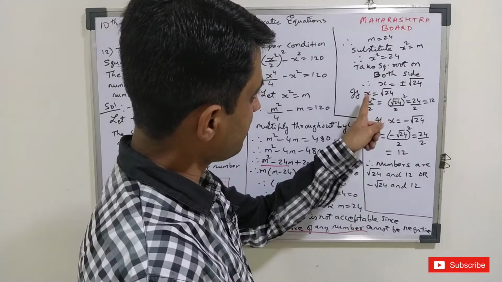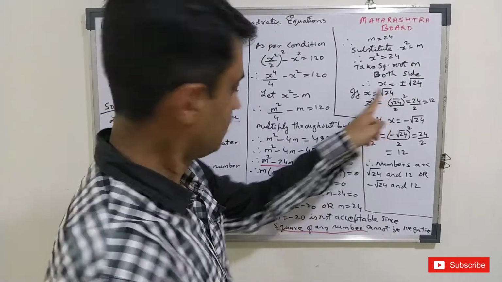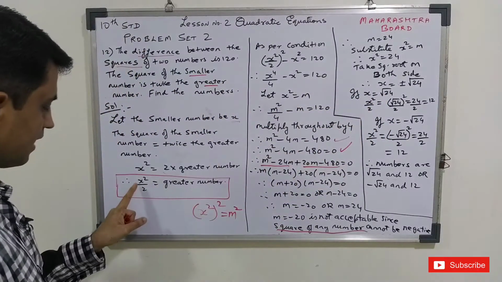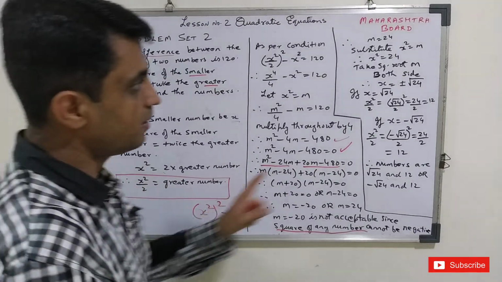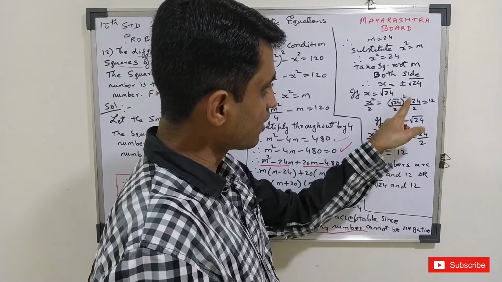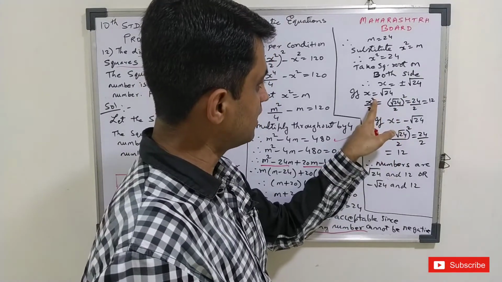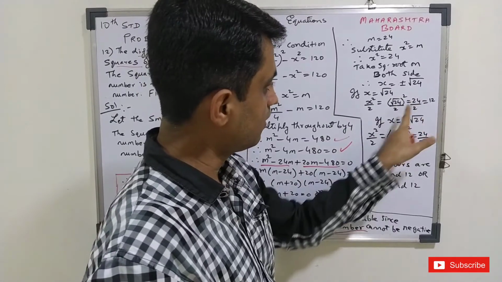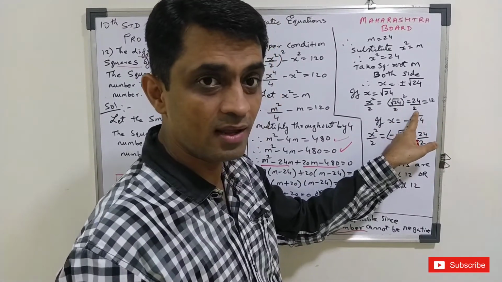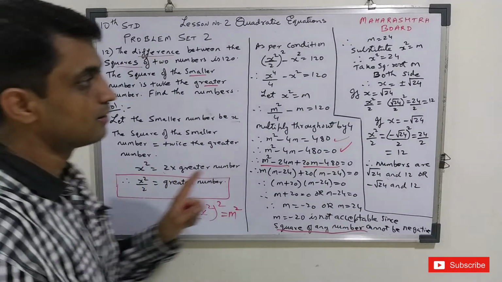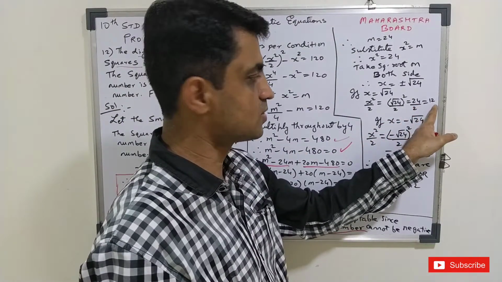So suppose x is root 24. What is the greater number? Greater number is x square upon 2. It means x square upon 2 means root 24 का square upon 2. Yes, this square you have to put. Square of root 24 is 24 and 2 as it is. 2 का square नहीं करने का, only x square का करने का है. So you got 24 upon 2 means 12.